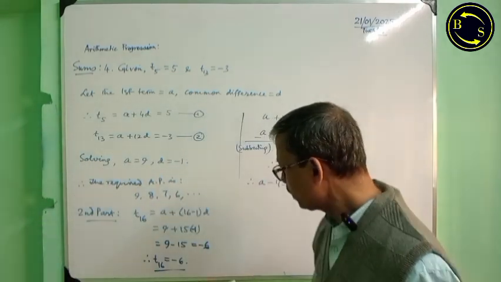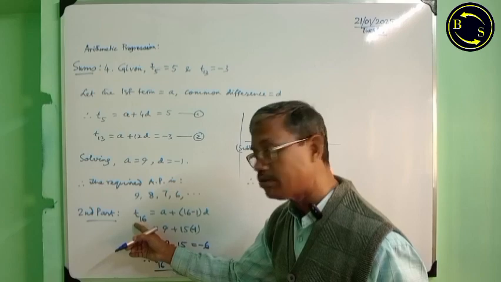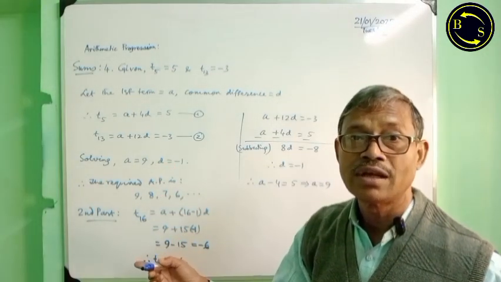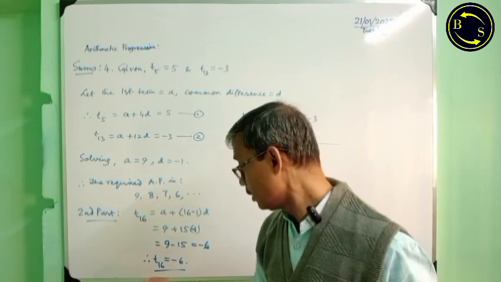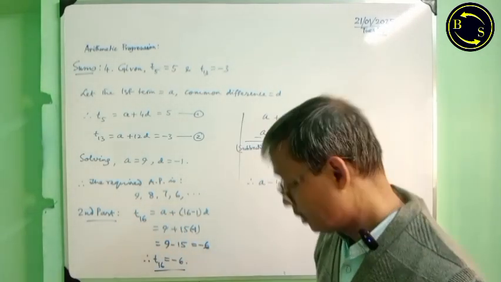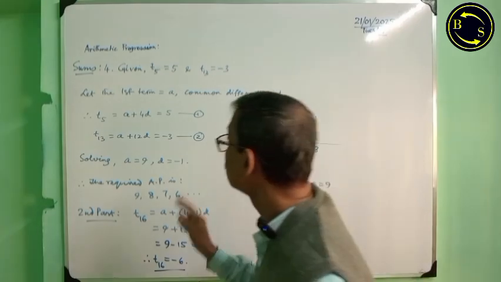Some prefer to write a16, with a1 the first term, a2 the second term, a3 the third term, like this. They use the symbol a16. Therefore, this sum is finished.